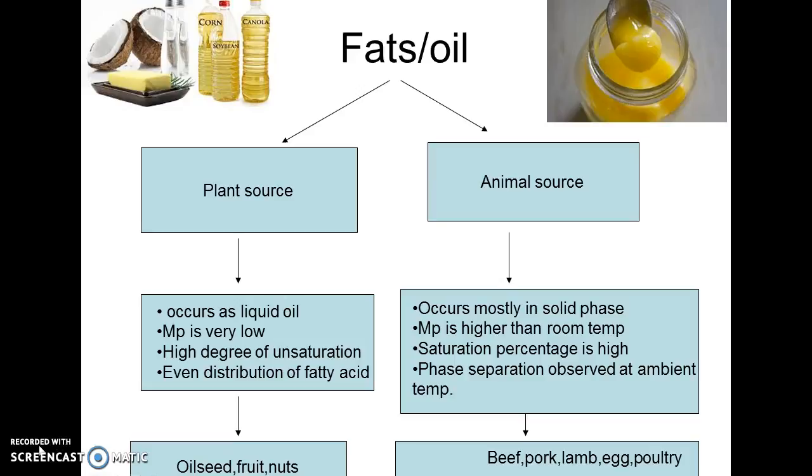But when it comes to animal fat, the properties are just opposite. That is, they occur mostly in solid phase. Melting point is higher than room temperature. It is mainly because of high percentage of saturated fatty acid present in animal fat, and so often the phase separation is observed in this animal fat.